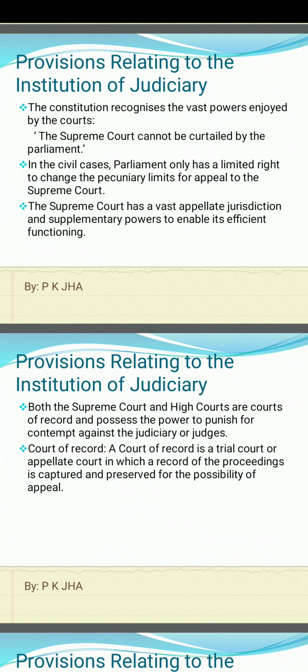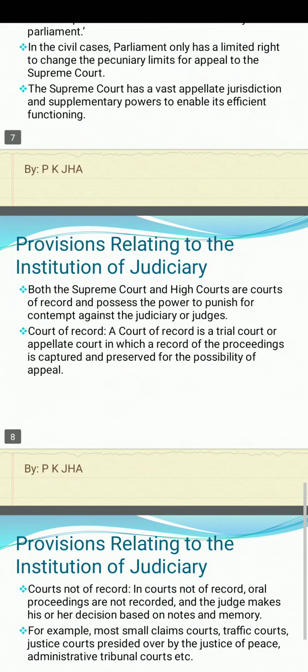Here one term came, children, that is court of record. The Supreme Court and High Courts are courts of record. Here you need to understand the court of record basically. A court of record is a trial court or appellate court in which a record of the proceedings is captured and preserved for the possibility of appeal. Everything is being recorded and kept so that if it goes to the higher level, the verdict can be given by taking care of all these previous instances.